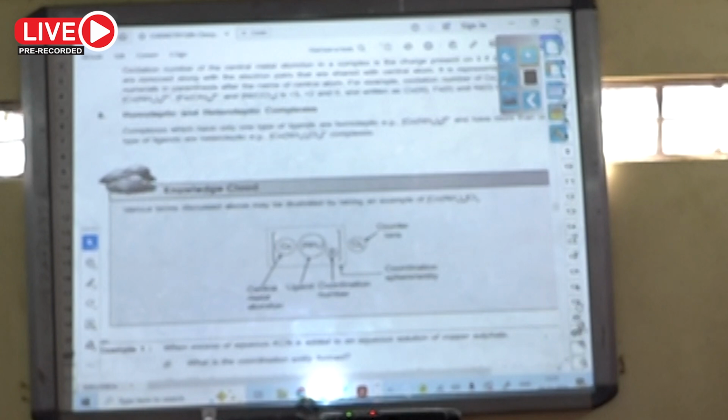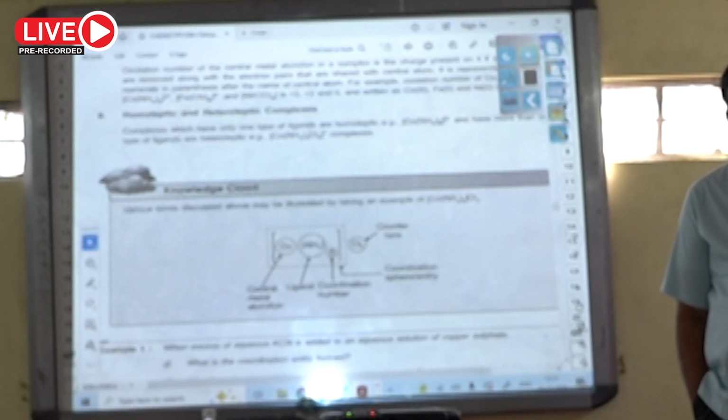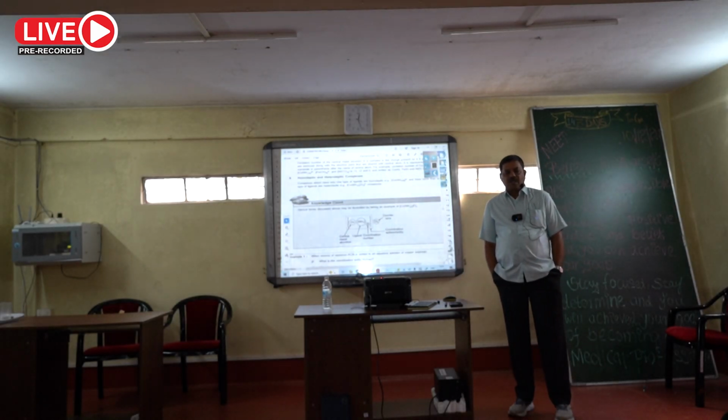Werner's theory of complexes. The metal ion or metal atom in a complex exhibits two types of valencies. Two types of valencies, namely primary valency, which is ionizable, and secondary valency, which is non-ionizable.